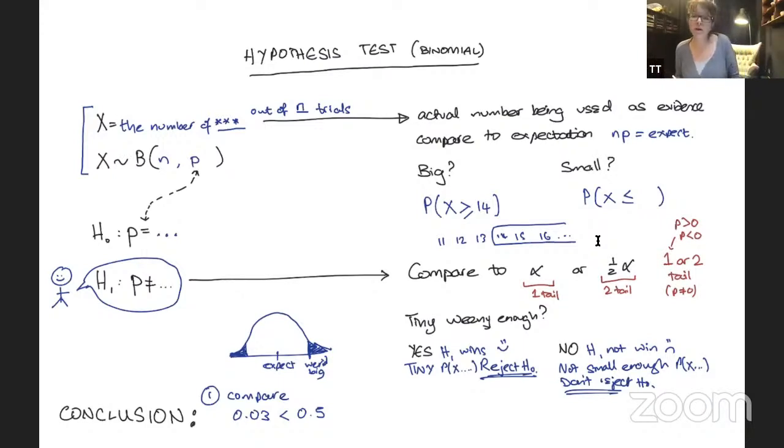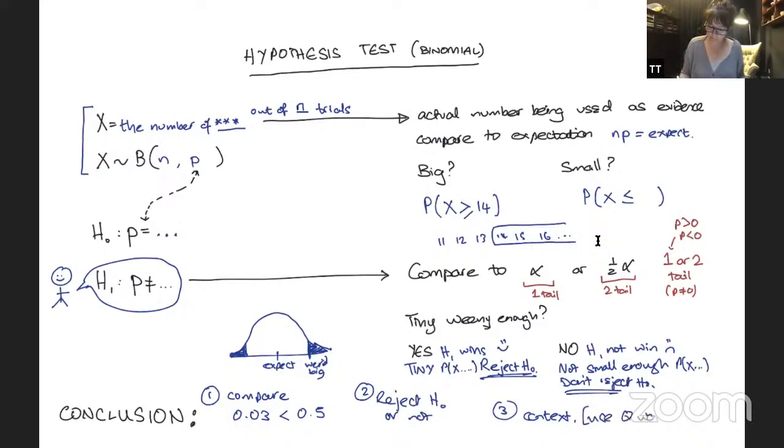So the conclusion must come in 3 stages. First, compare them. Second, reject H0 or don't. And third is the context. Now, when you do this, you're going to get 2 or 3 marks for these 3 points. And when you do the context, use the words in the question. So directly quote what he was saying, directly quote it, because if you don't, you might lose this mark.